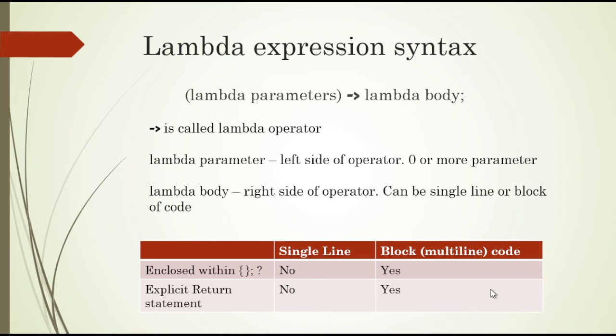But when it comes to multi-line code, there should definitely be an explicit return statement about what value has to be returned. There is no way for the compiler to know what value it has to return unless there is a specific explicit return statement. Let's see a quick demo.